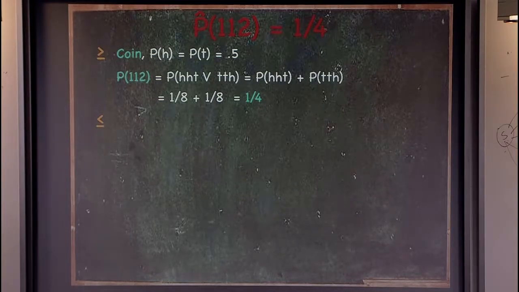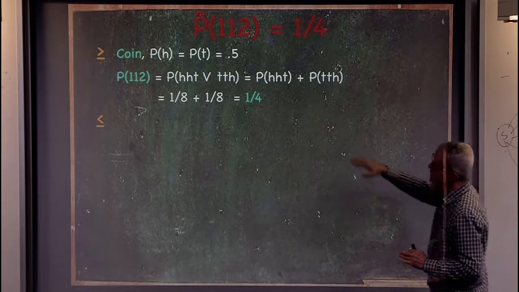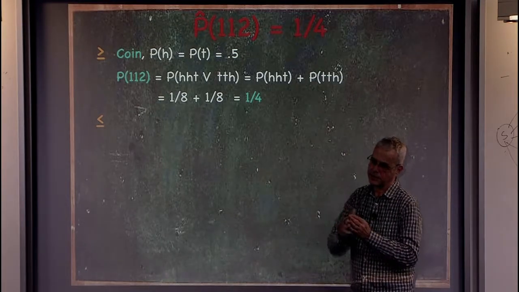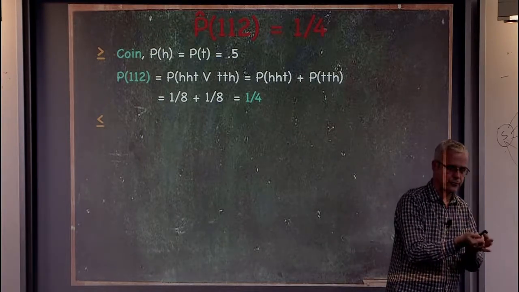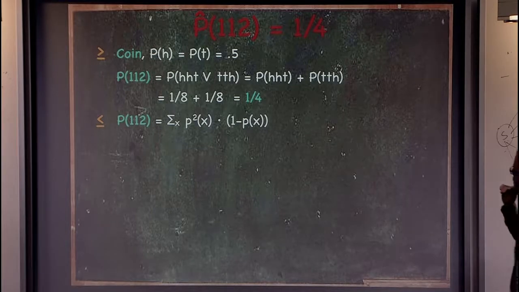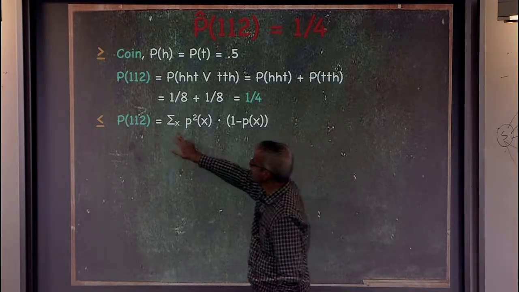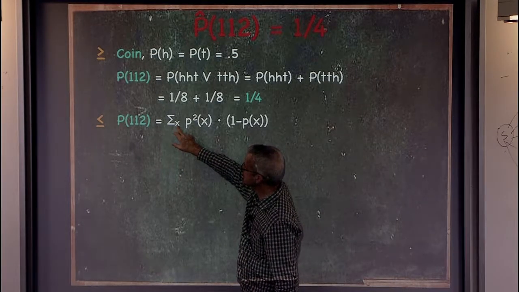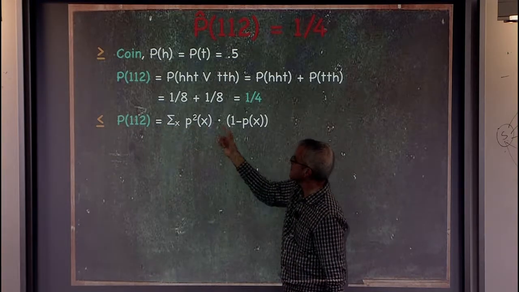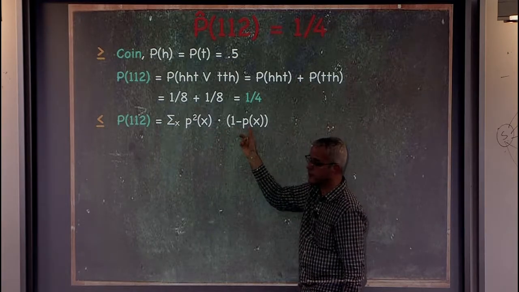Now the question is whether there's another distribution that will give 1, 1, 2 a probability which is bigger than a quarter, maybe half. And it could be of a binary alphabet, ternary alphabet, any alphabet. So we show that no, and this is fairly easy. The probability of 1, 1, 2, you have to sum over all possible x's of the probability that x appears twice, and then something different appears. So p square of x times 1 minus p of x.